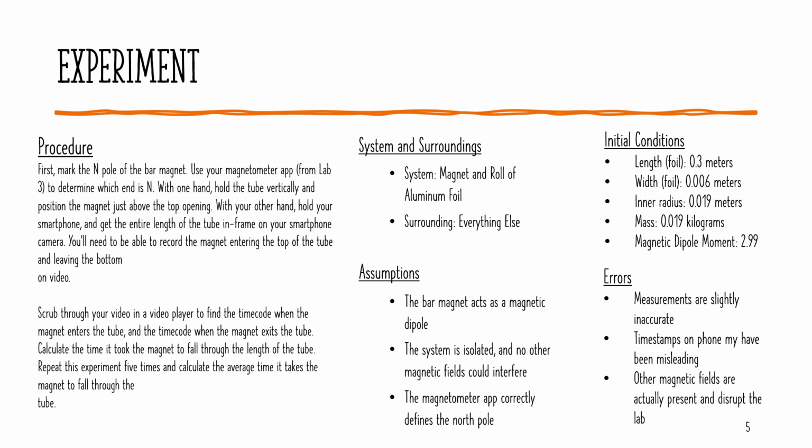Some of the assumptions held in this experiment are that the bar magnet acts as a magnetic dipole, the system is isolated and no other magnetic fields could interfere, and the magnetometer app correctly defines the north pole. Some of the initial conditions included that the length of the foil was 0.3 meters, the width was 0.006 meters, the inner radius was 0.019 meters, the mass was 0.019 kilograms, and the magnetic dipole moment that I calculated in lab 3 was 2.99.